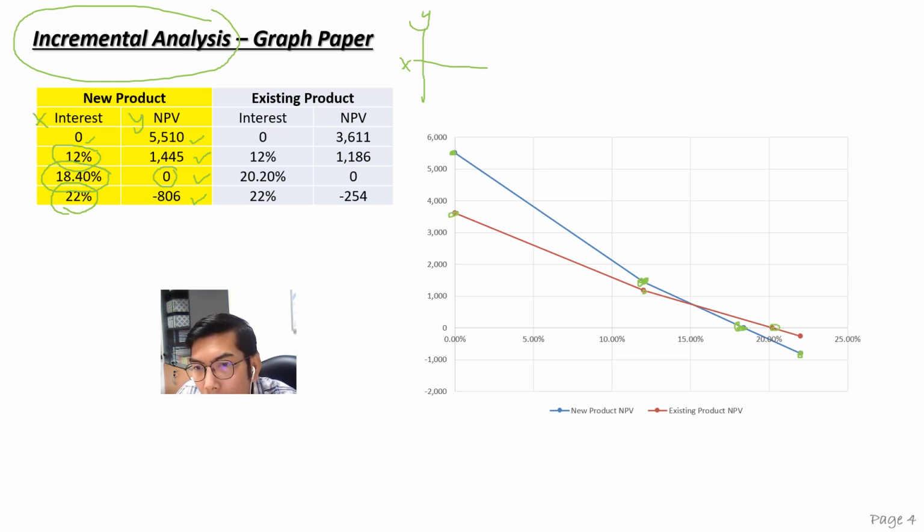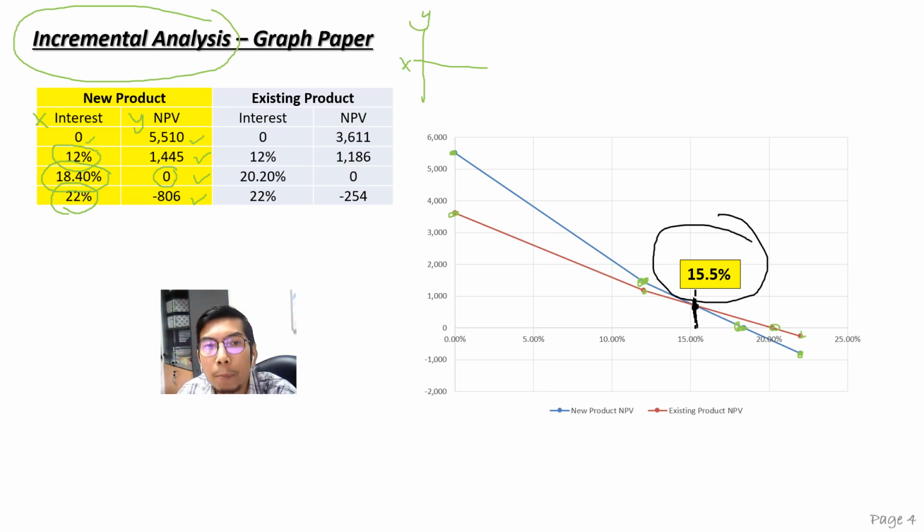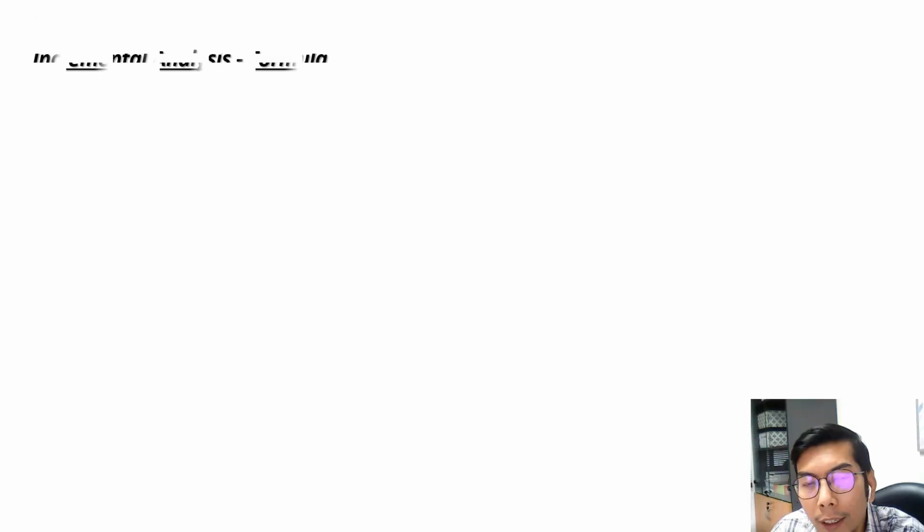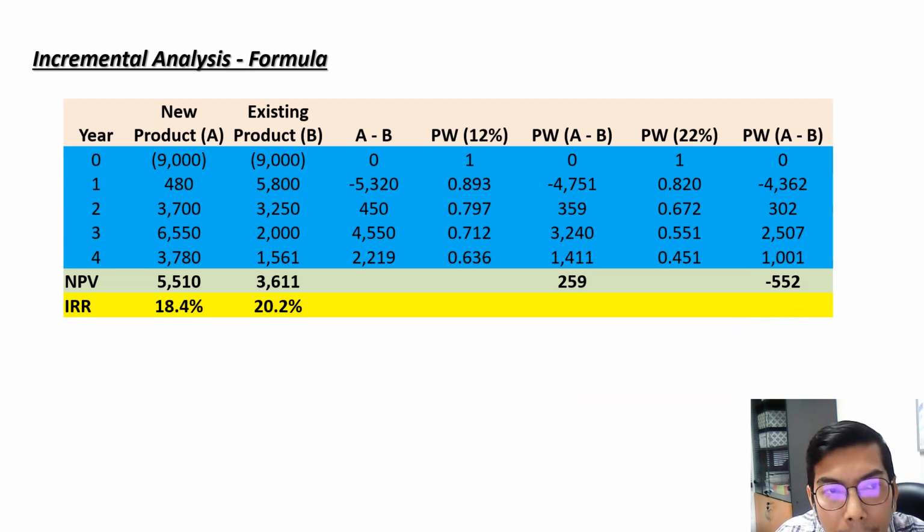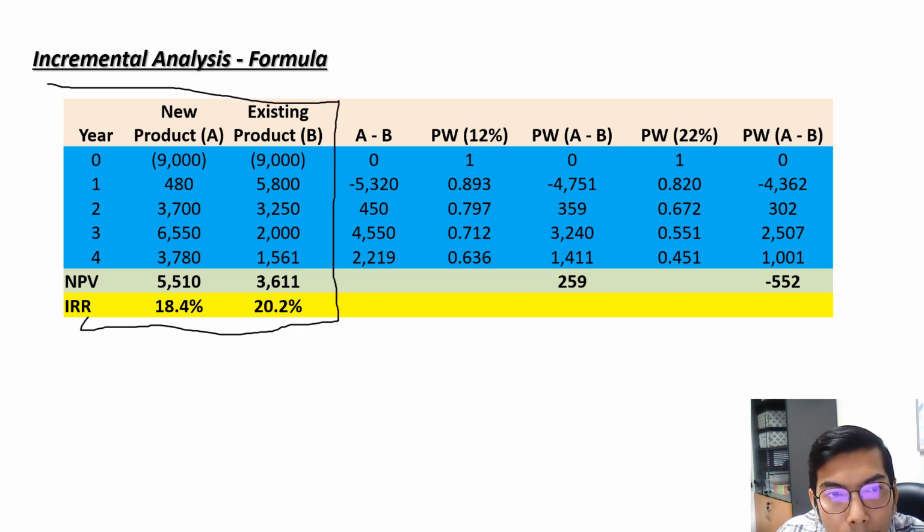So apa yang kita cari di sini, what we need to find here is the Fisher's intersection yang bersilang di sini. Ini yang kita panggil dia as a Fisher's intersection. So from there kita tarik ke bawah, kita akan dapat percentage dia, lebih kurang 15.5%. So that's how we solve the conflict using graph paper. Okay, we can solve the conflict also using formula. Formula dia gunakan table macam begini. Ini cash flow, new product, existing product. Ini kita dah calculate tadi, IRR, NPV.